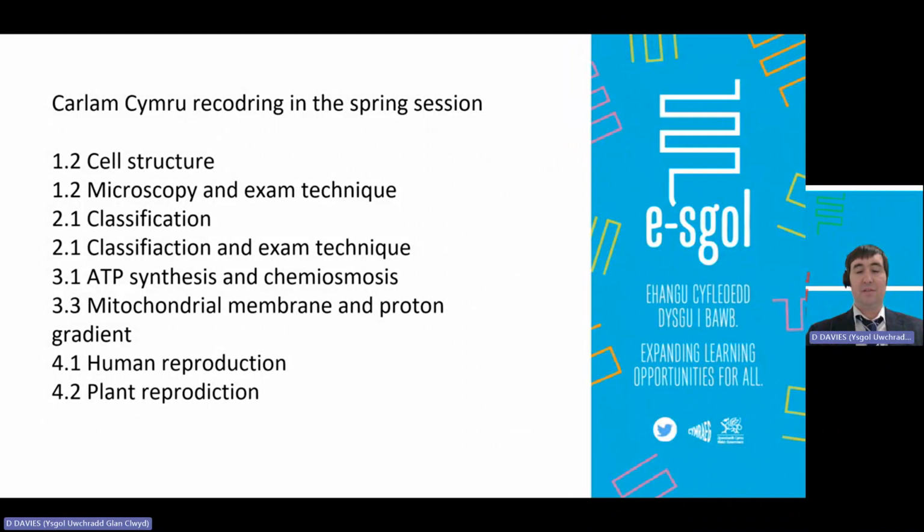Here is a list of all the Carlam Cymru recordings for this spring session. I've just found a spelling mistake right there. There are going to be 2 on cell structure and microscopy, and 2 on classification, both at AS level. Then there's 1 for Unit 3 on respiration and chemiosmosis, and the Unit 4 ones are going to be plant and human reproduction. All of those will be available in this spring session.